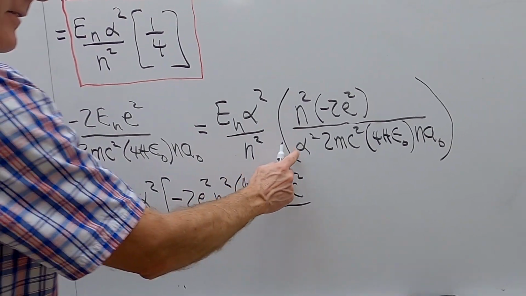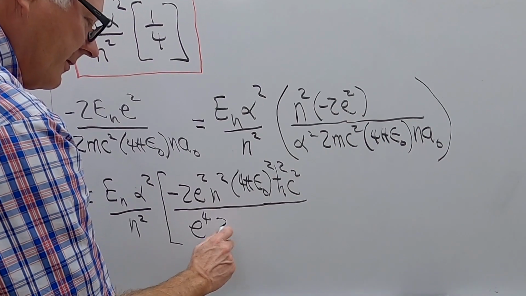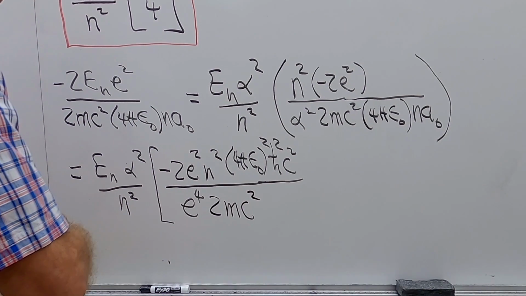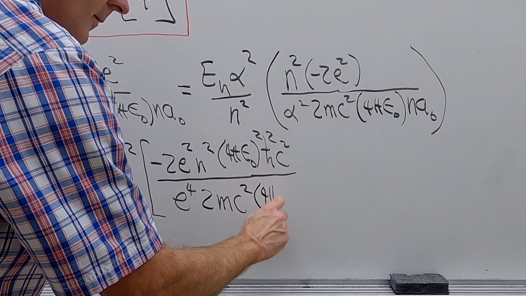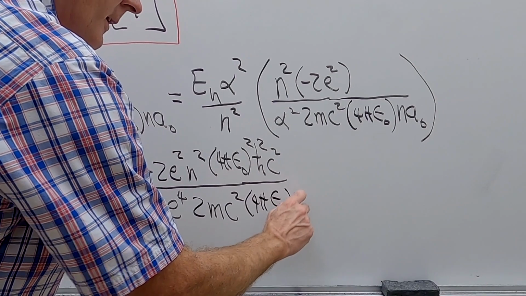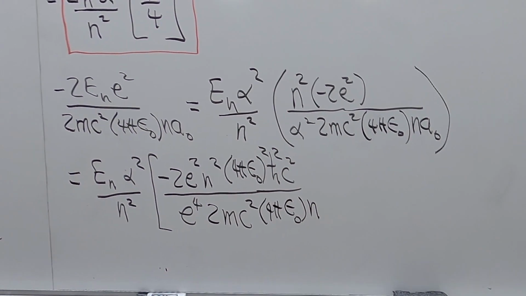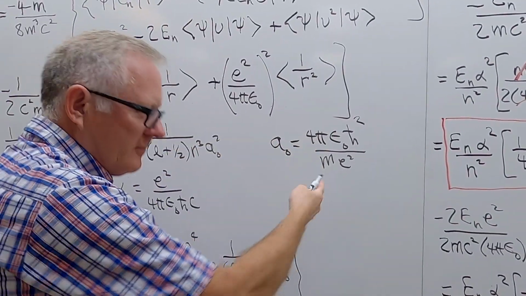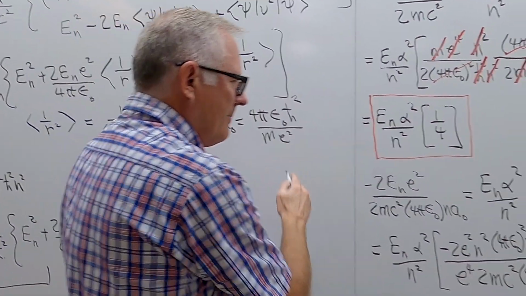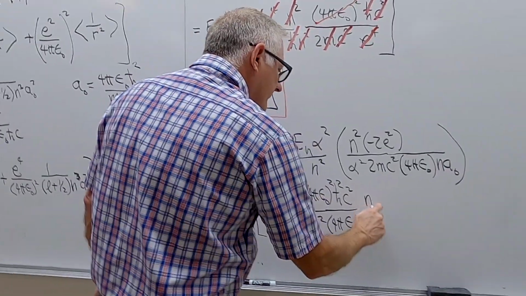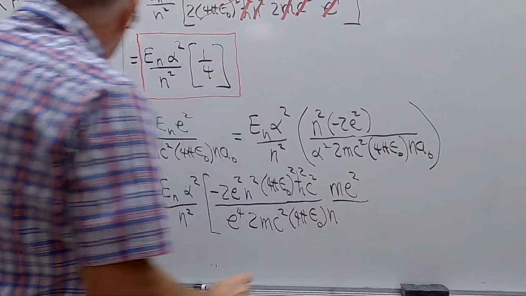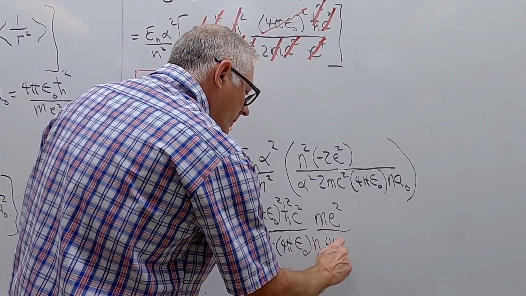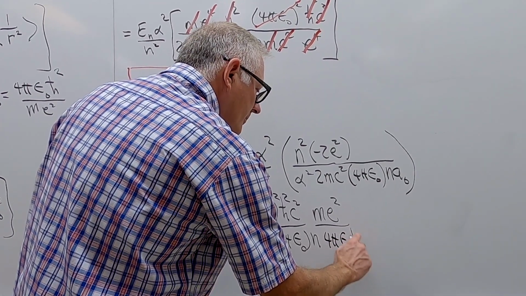Okay, that took care of the alpha squared. Then we still have the 2mc squared, another 4 pi epsilon naught, n a naught. A naught was right here, but we're in the denominator, so we'll flip it right here. So we got an m e squared all over 4 pi epsilon naught h bar squared.